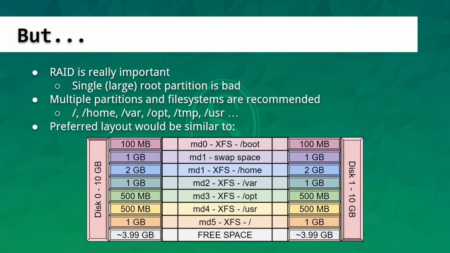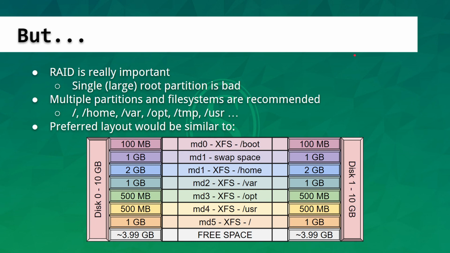So RAID's really important, right? But we know that the single large root partition thing is bad. We don't want to do a single large file system. So we want to swap that around to use multiple partitions and multiple file systems. And we want to use it as much as possible within reason. I mean, we don't want to get really crazy. So this is the same amount of disk space, but we've drastically changed the partitioning layout, right?